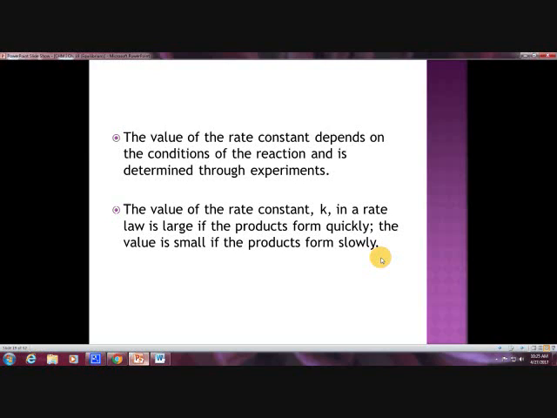The value of the rate constant K in a rate law is really large if the products form quickly and very small if the products form slowly. So what that means is, large is like when you have a number times 10 with a positive exponent, like times 10 to the positive 8 or positive 16. That's large. And so that means that the products are favored, so there's going to be more products in the whole reaction vessel than reactants.